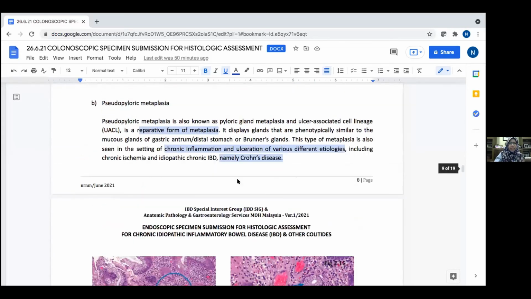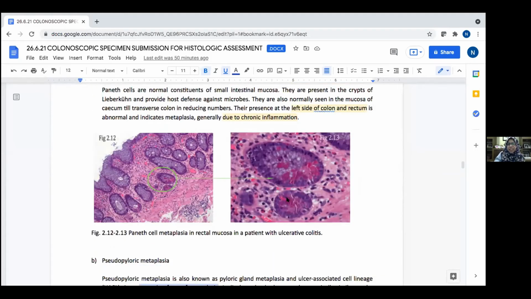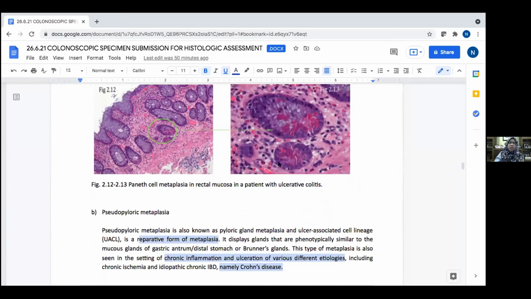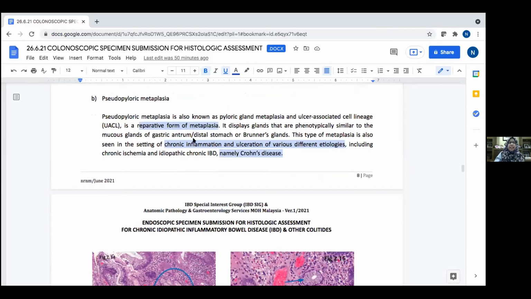Okay, next is pseudopyloric metaplasia, just the pictures of Paneth cell metaplasia, looking just like what you see in small bowel, but this is actually from colon. In the case of UC, for Paneth cell metaplasia, you can see it both in UC and Crohn's disease, but more commonly in UC.